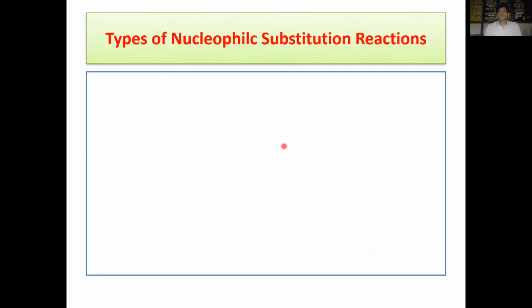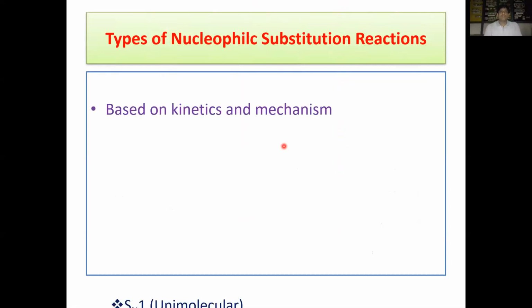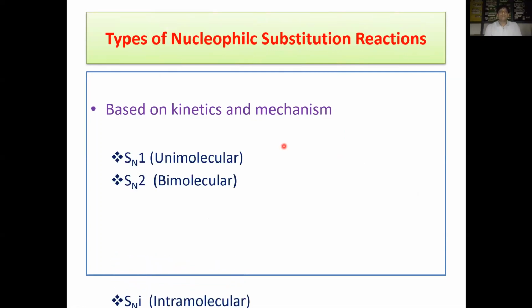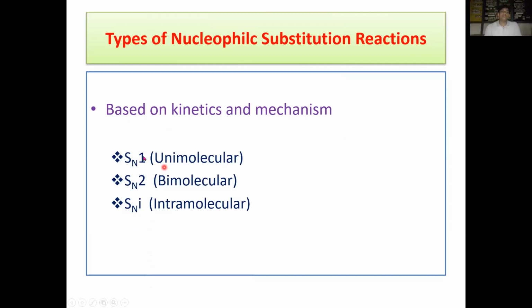And what are the types of nucleophilic substitution reactions of alkyl halides? You can classify them into SN1, SN2, and SNi. This classification is based on kinetics and reaction mechanism. Here the numbers 1 and 2 represent the molecularity of the reaction. You know that molecularity is the number of molecules which are participating in the rate determining step, that is, the slowest step.